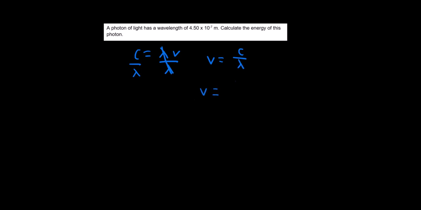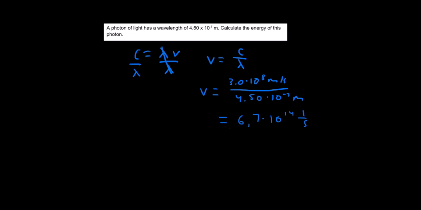So the frequency is going to equal the speed of light, which is always 3.0 times 10 to the 8th meters per second, over the wavelength of it, which is 4.50 times 10 to the negative 7 meters. And we're going to solve this to find that the frequency equals 6.7 times 10 to the 14th 1/seconds or hertz.